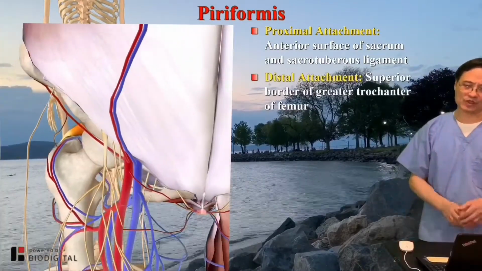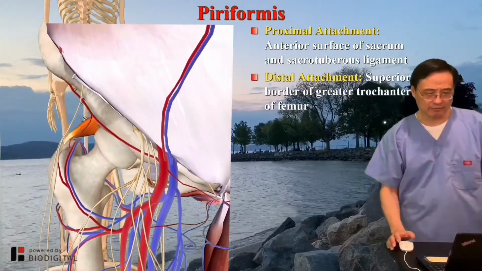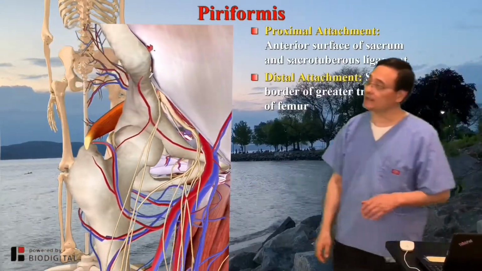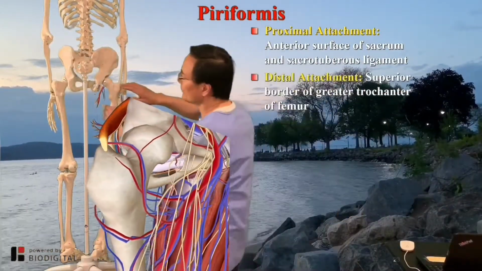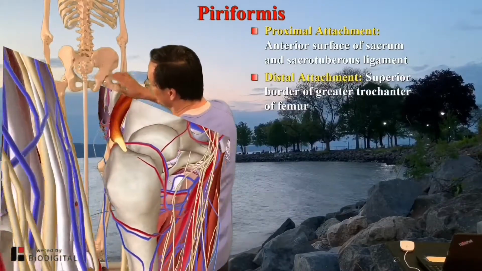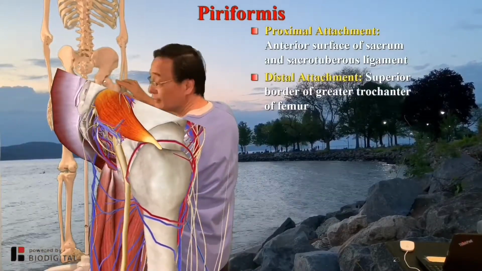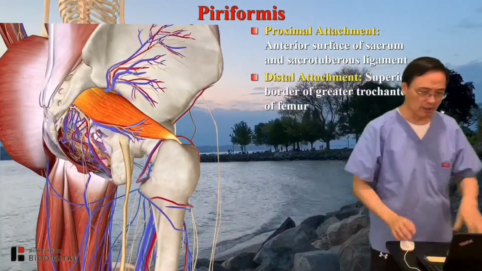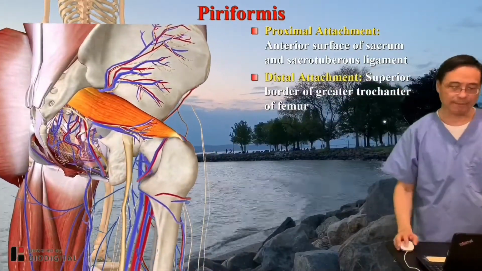Distal attachment will be superior border, greater trochanter of the femur. Now, again, slightly in the superior, okay? Slightly in the superior. Okay, over the greater trochanter of the femur, all right?